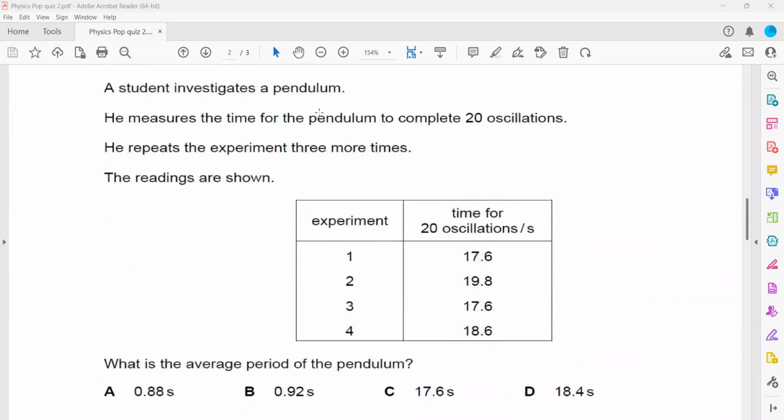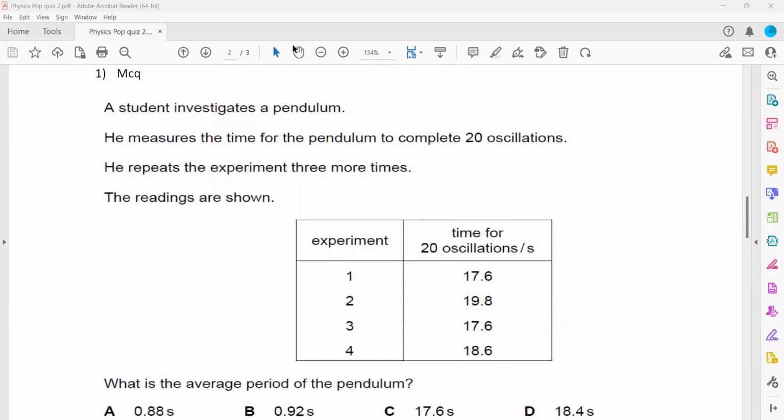In the first question, a student investigates a pendulum. He measures a time for 20 oscillations. So this is a time for 20 oscillations. He repeats the experiment 3 more times. As you can see, what is the average period?